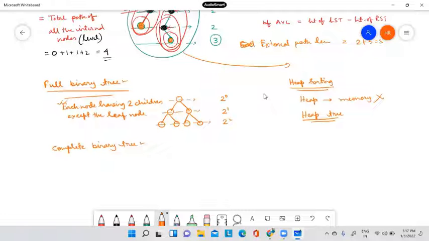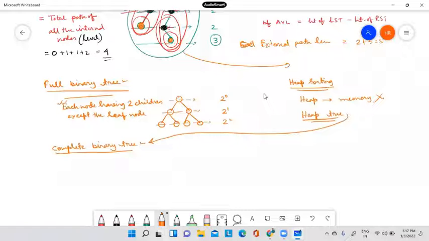Now see, there is another interesting tree which is called a complete binary tree, and when we discuss the heap tree, we will see the heap tree is one kind of complete binary tree. The exact definition of a complete binary tree, you can say, is that it has all the levels except possibly the last one having the maximum number of nodes.